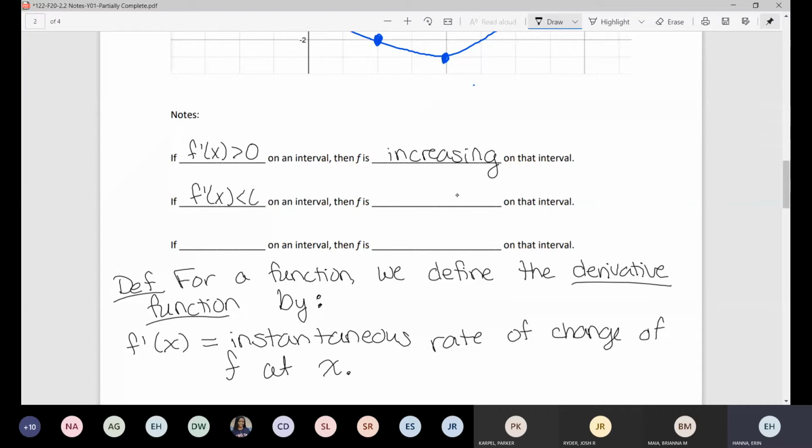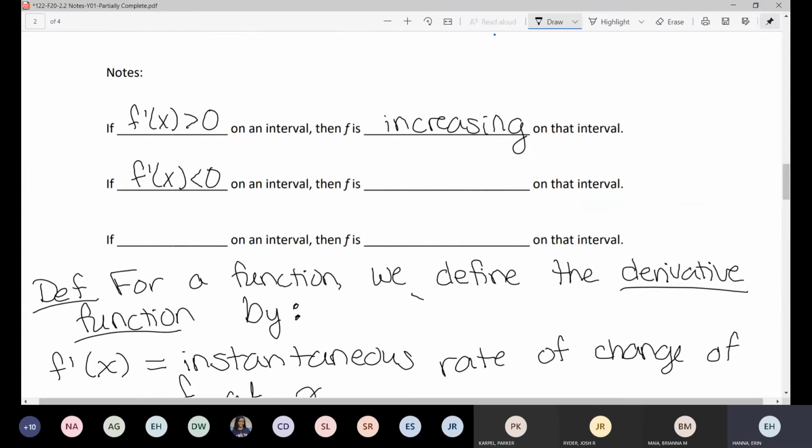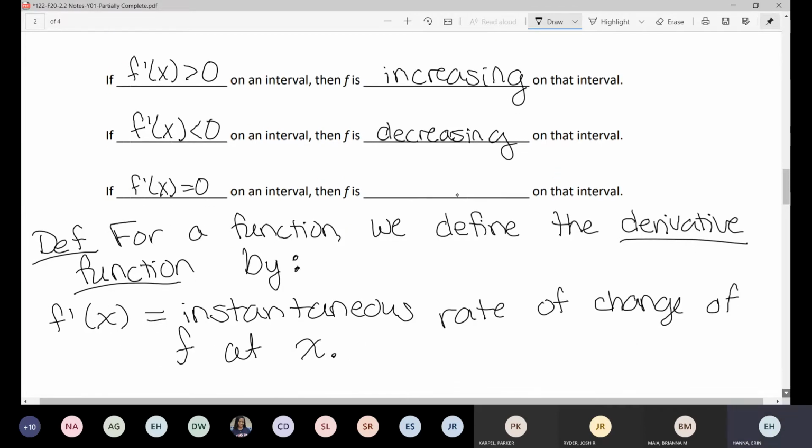If the derivative value is negative, then the original function is decreasing on that interval. And if the derivative value is equal to 0, then the original function is constant on that interval.